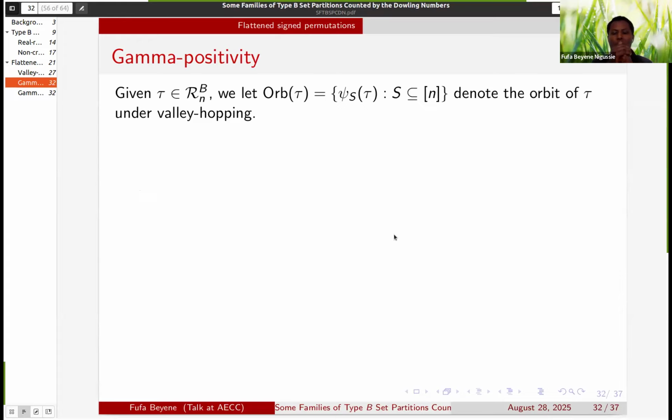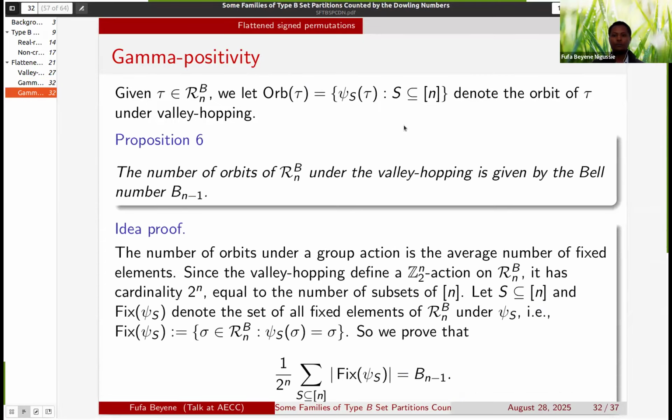Now using this valley hopping, we prove gamma positivity of the descent distribution over our class of flattened signed permutations. For that, let us first define orbit. The orbit of a given flattened signed permutation tau is given by this set. The first observation is that the number of orbits under the valley hopping is given by the Bell number B_{n-1}.